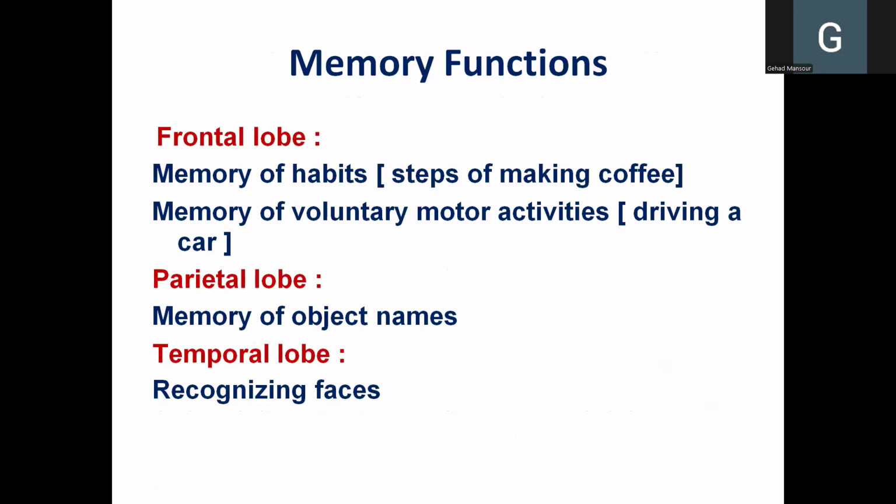The last slide that is included in the test is the memory functions. And of course, we talked about this several times. The frontal lobe is the center for the memory of habits and the memory of voluntary motor activities. The parietal lobe, specifically object names and recalling object names, and the temporal lobe, recognizing faces.